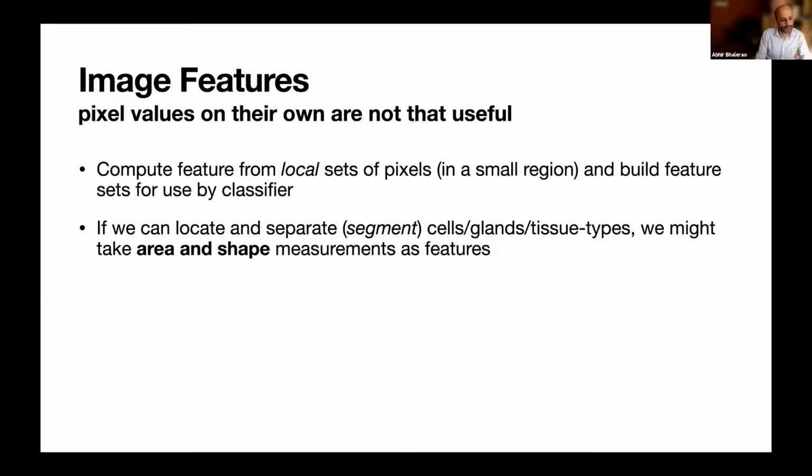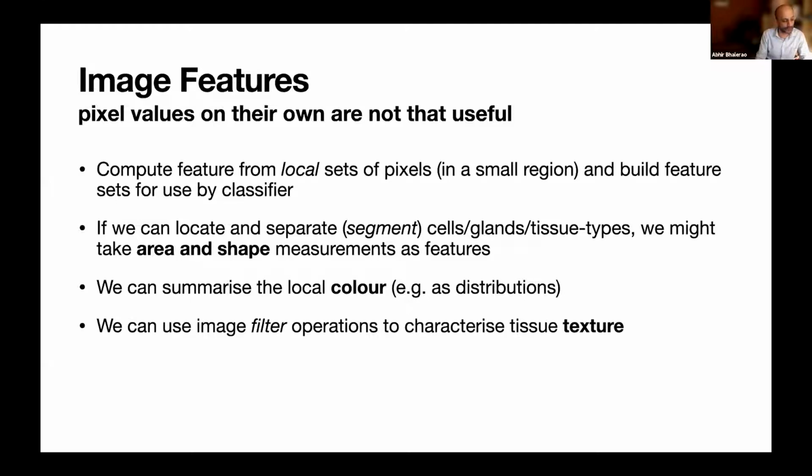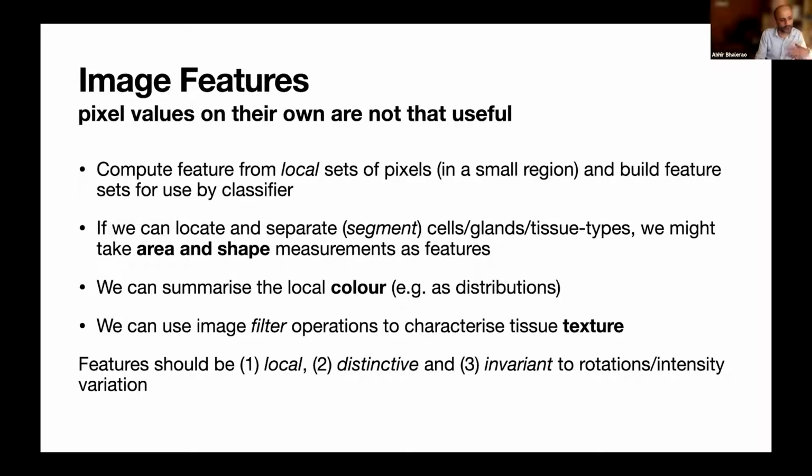It turns out that if you can separate out important structures from the background, what we call segmentation, we might be able to take measurements from these things, such as area and shape. I'm not going to say much about segmentation in my talk, but that is one way to produce morphological features. We can also summarize local color distributions and use those as features. We can use image filter operations, and I want to introduce you to the idea of running some sort of filter operation on groups of pixels to characterize patterns that we see, such as texture. So what are the kind of properties of features we're after?